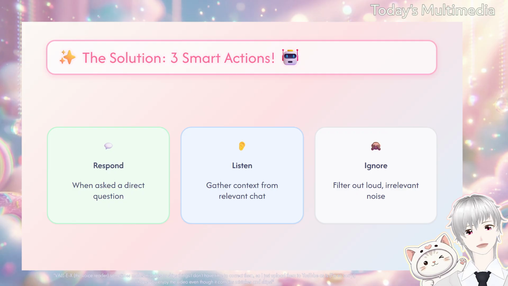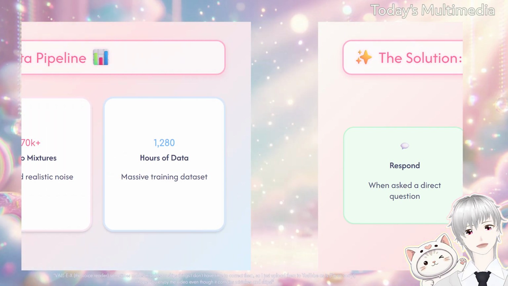For example, if you ask it a direct question, it would respond. If you are talking to your friend about something relevant, it might choose to listen so it has context for later. And if there is just a loud truck driving by, it would choose to ignore it.